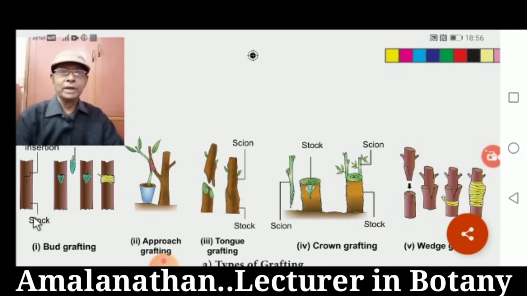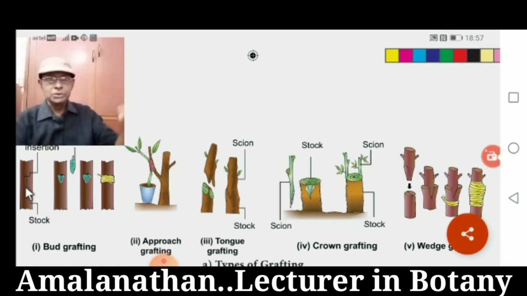In bud grafting, the stalk is selected. What is the stalk? The part of the plant which is in contact with the soil, the part which is rooted in the soil, that is called stalk. And the part of the plant which is used for grafting is called scion. Scion may be a branch of a superior quality plant that is going to graft with the stalk.